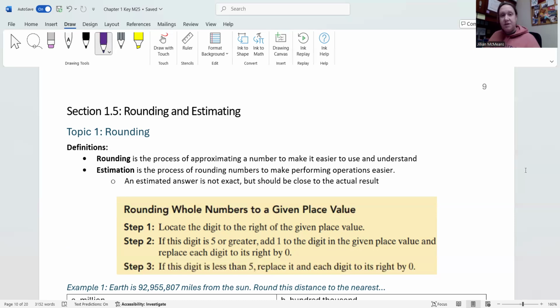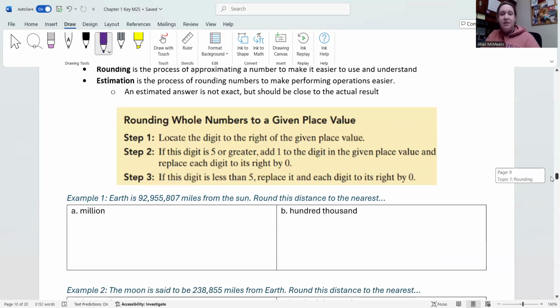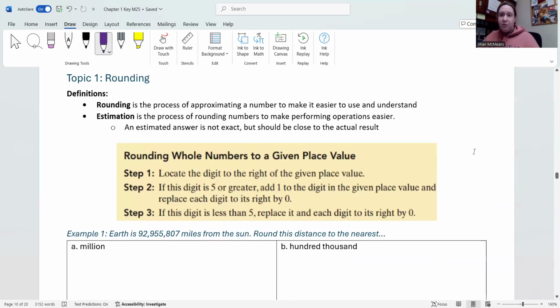Here are the steps to rounding whole numbers to a given place value. Locate the digit to the right of the given place value. I call the digit in the given place value the rounding digit. So if it says round to the nearest thousandth, you want to find the digit in the thousandths place, or the hundreds place, or the tens place. You find your rounding digit given by place value. One digit to the right tells you if you round up or down. So that's what step one is saying. Find the rounding digit and then locate the digit to the right.